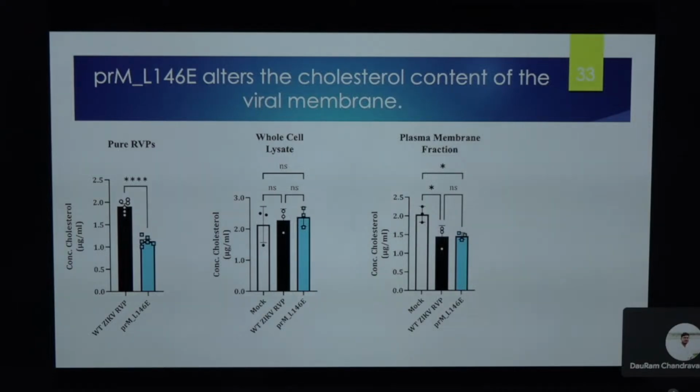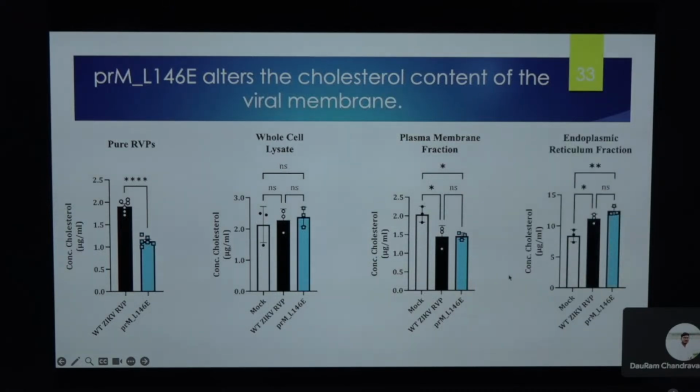Now we can also break this down even further and actually fractionate these cells and look at the membrane fraction from the plasma membrane. And we can see that there's a decrease in mock cells compared to wild type, but the mutant version is also decreasing compared to mock cells, meaning that cholesterol is indeed being trafficked from the plasma membrane to the sites of replication and budding, where it is then incorporated into the particles. However, the same trafficked cholesterol that is being incorporated in particles in the wild type version is not making it into the version of PRM L146E. So something else is happening there.